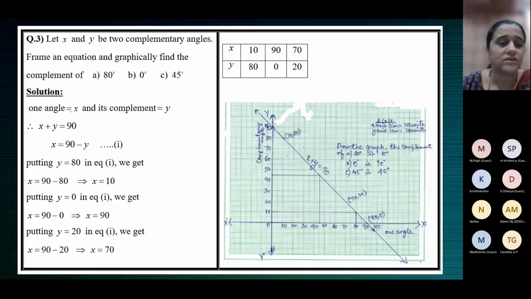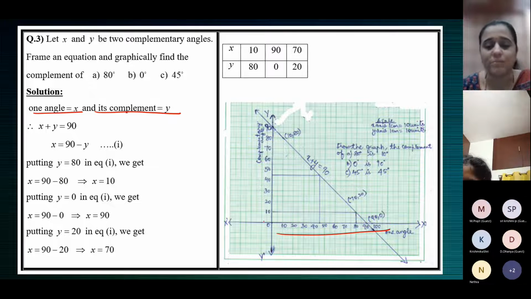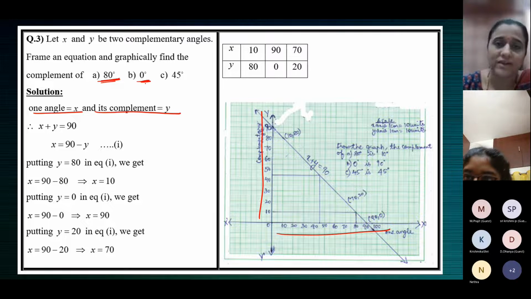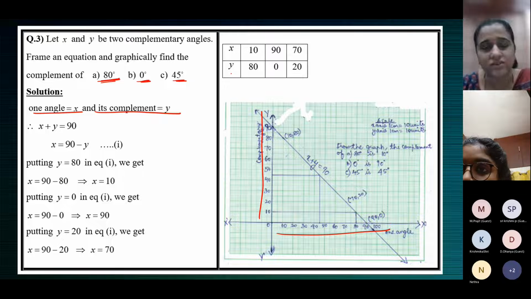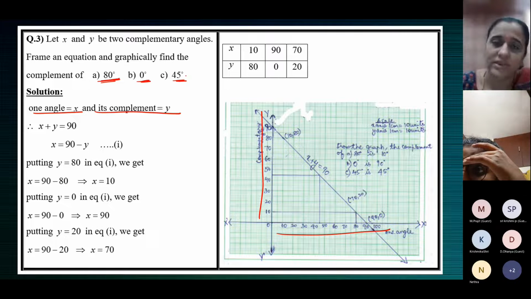Let one angle be x, so the angles are on the x-axis. Let its complement be y. So to find the complement of an angle, you should find it on the y-axis. One angle is given as 80 degrees, so this 80 degrees is on the x-axis, and its complement you will find on the y-axis. 0 degrees is on the x-axis, and its complement you should find on the y-axis. 45 degrees you should take on the x-axis, and you must find its complement on the y-axis.